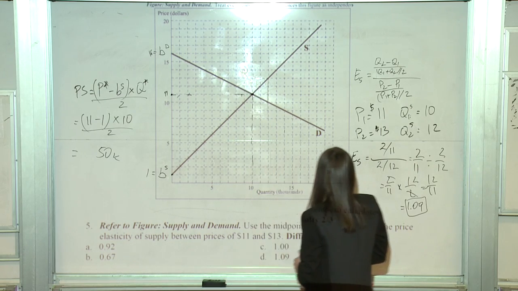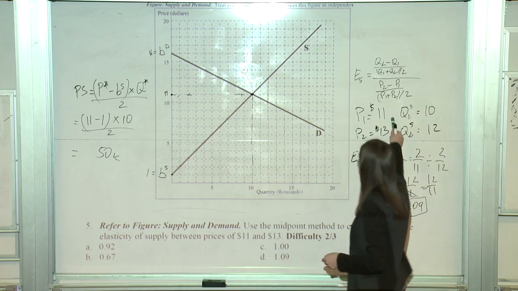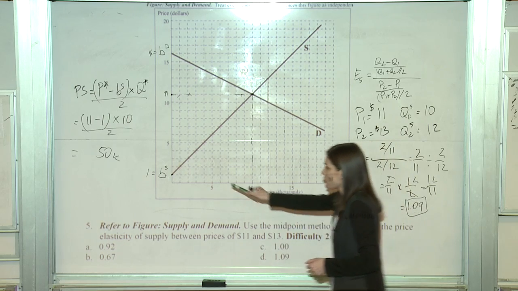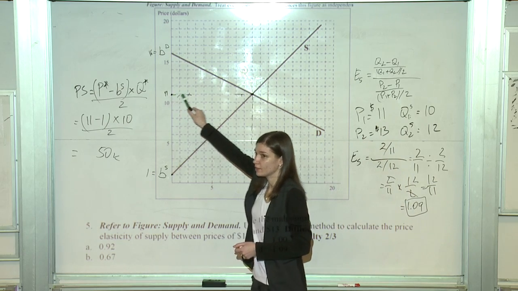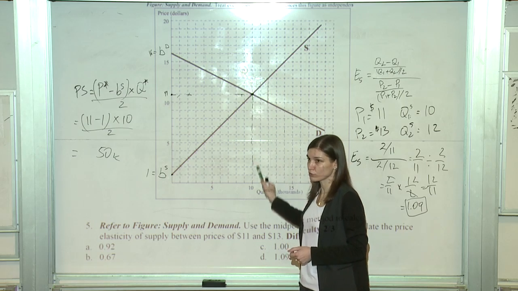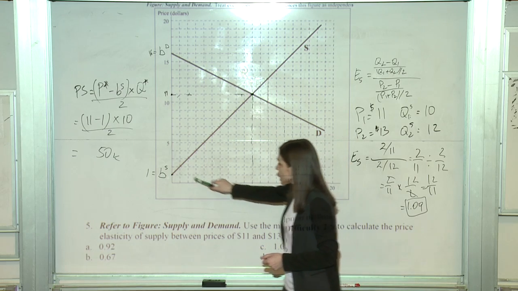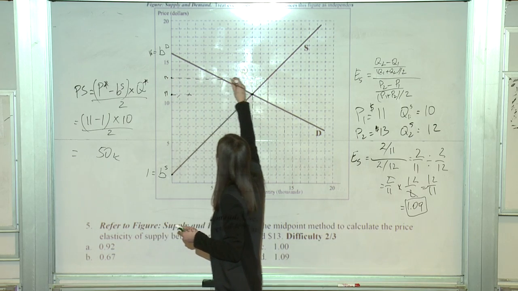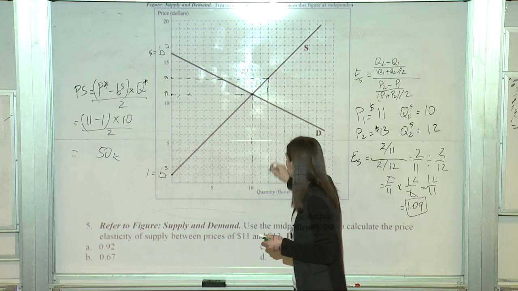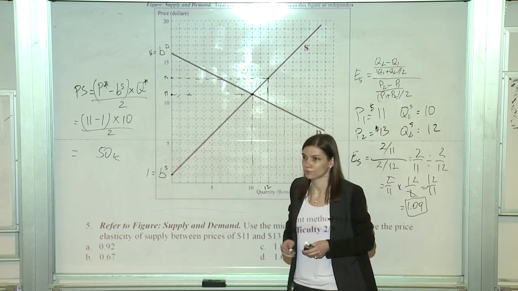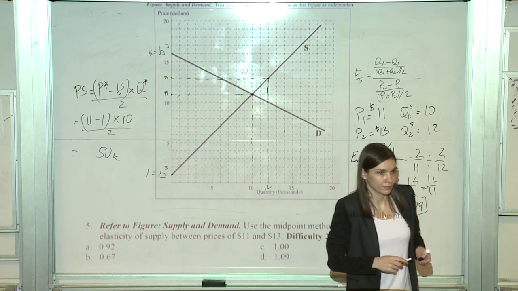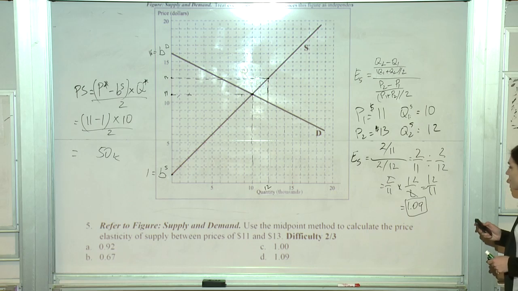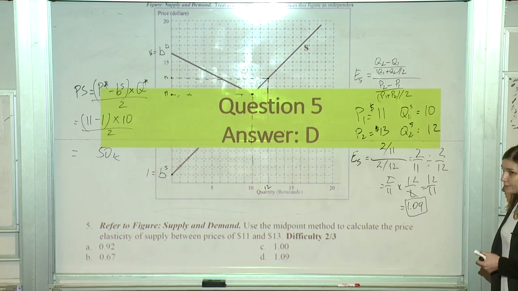How did I get that Q2 is 12? I'm given the two prices, and I'm looking for the elasticity of the supply curve. So I would take the first price and see what quantity, based on the supply curve, it corresponds to, and it's 10. Then I would take the second price, which is 13, and again, see what quantity supplied it corresponds to. And it turned out to be 12. Okay? All right, moving on. So the answer here is D.